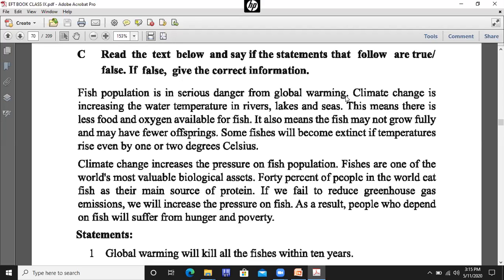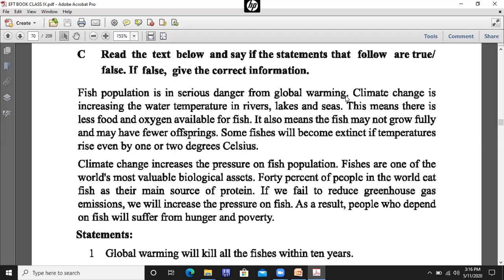Okay. Then some fishes will become extinct if temperatures rise even 1 or 2 degrees Celsius. Some fishes will become what? Extinct, or vanished, or no longer in existence, if temperatures rise even by 1 or 2 degrees Celsius. Climate change, the situation of changing our climate, increases the pressure on fish population.